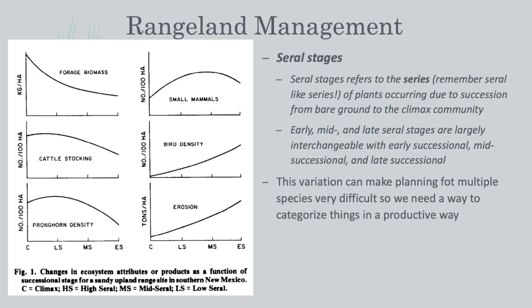So this variation between different groups of species can make it extremely difficult for us to plan for multiple species. So we need a way to categorize things productively. So what are some of the rangeland management models that are being employed to help us with this? So one, we can group species by important characteristics. So we ask two questions. Where does it feed and where does it reproduce? Because these are critical life history stages or occurrences, right?